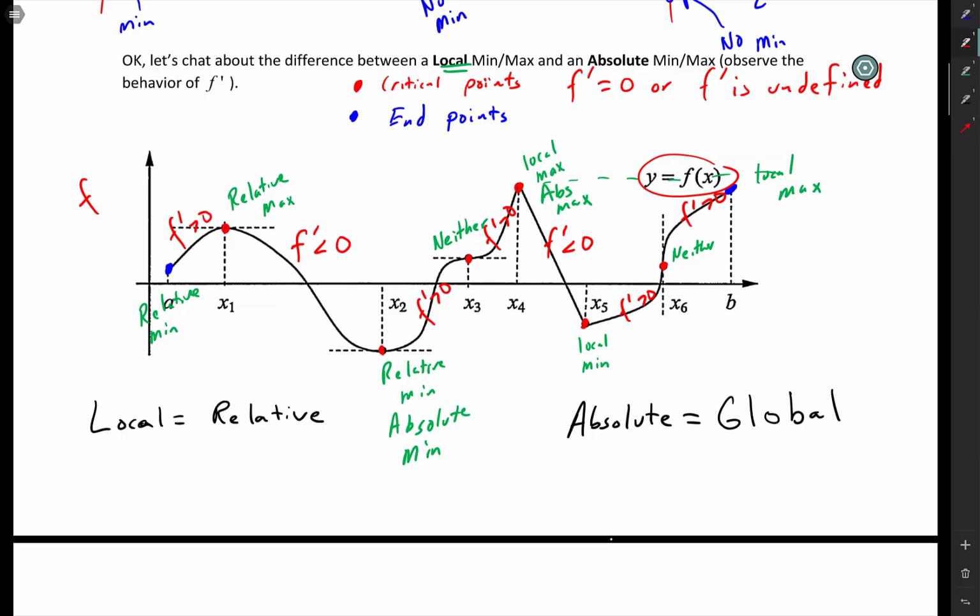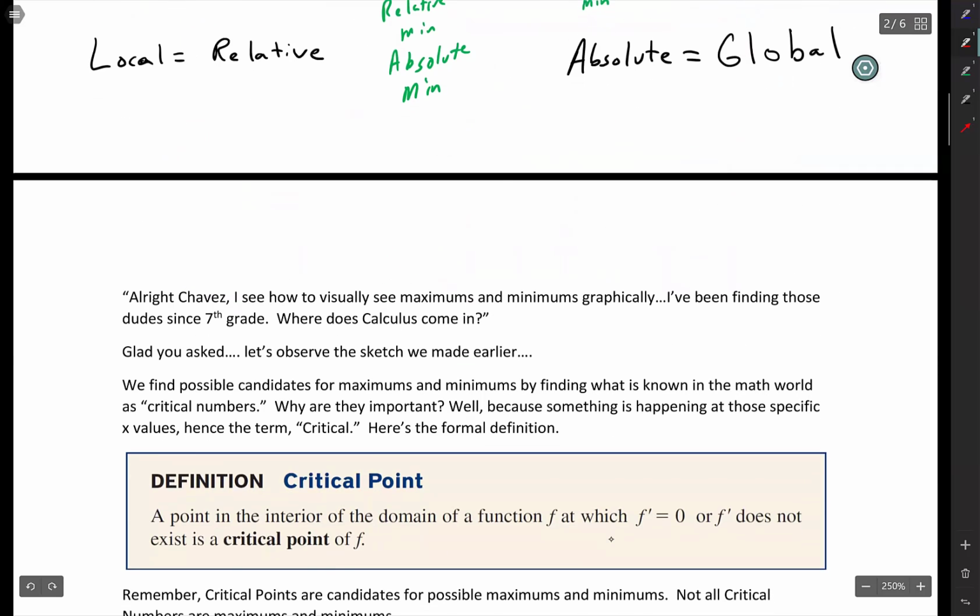The one at x3, there is no sign change. F prime is positive to the left, and f prime is positive to the right. Look at x4. F prime is positive to the left of x4, and f prime is negative to the right of x4. And there's the max, positive to negative. F prime is negative to the left of x5, f prime is positive to the right of x5, and that's a min. At x6, there is no sign change for f prime. Do you guys see something going on? Yeah, there's definitely something going on.